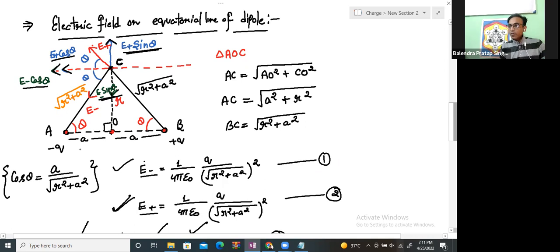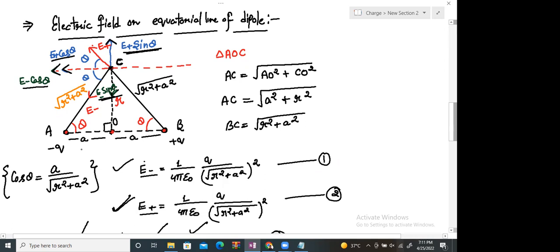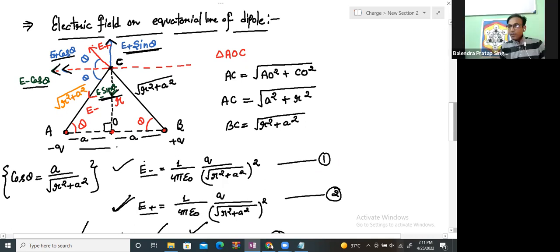It's from negative to positive. So this is along the positive x-axis. This is the direction of the electric dipole moment, capital P. And the net field is along this direction. Okay, so this is your net electric field.